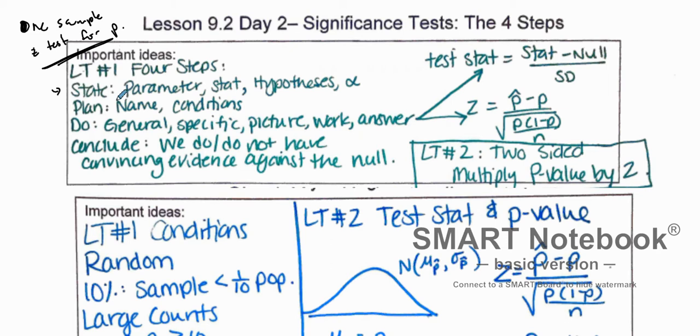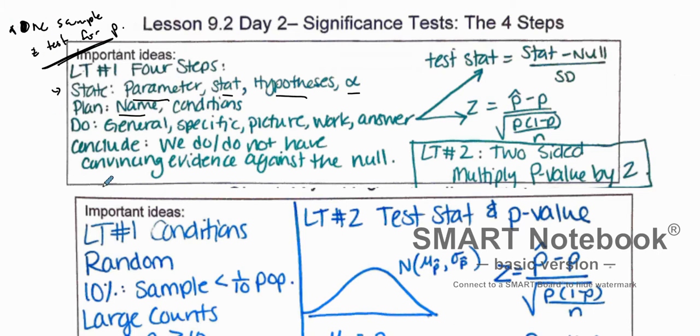You would need a state. State your parameter, state the hypothesis, along with the significance level that you want to use. The parameter, you want to state what that is, followed by the hypothesis and significance level. Next, you want to plan, and the plan is you need to name the conditions.